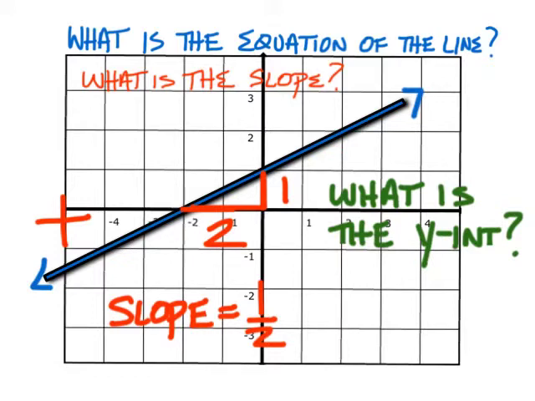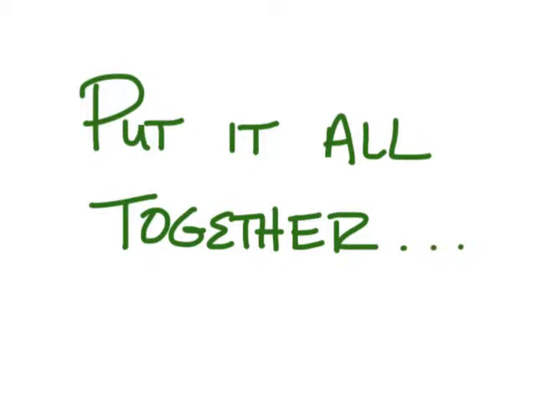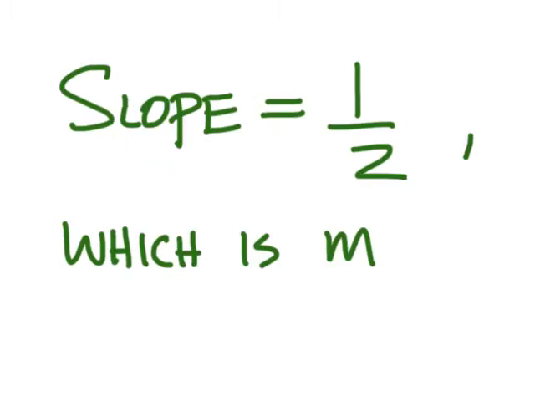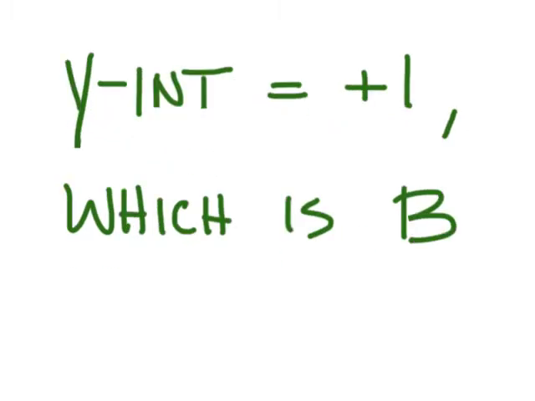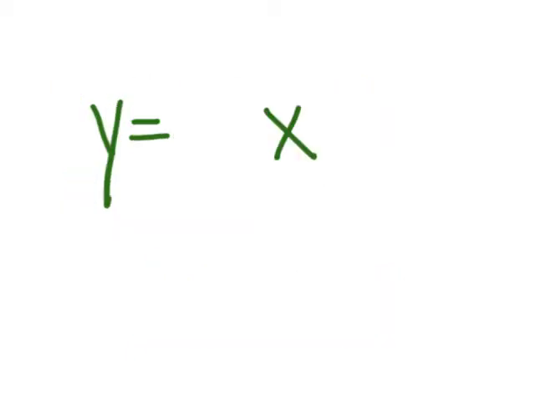Now, this is going to be a walk-by maybe. What is the y-intercept? We don't have to walk by on this. What is the y-intercept? It is 1. The y-intercept is 1. So you have to put it all together. We had a slope of a half, a y-intercept of 1. Y equals mx plus b is the form of the equation. The slope is 1/2, which is m. The y-intercept equals plus 1, which is the b.